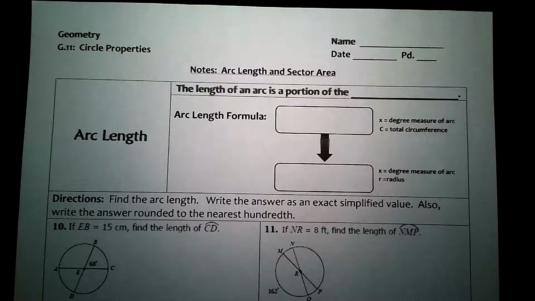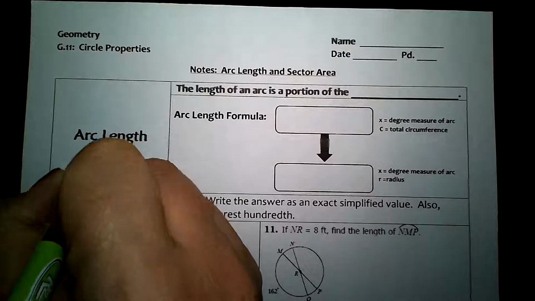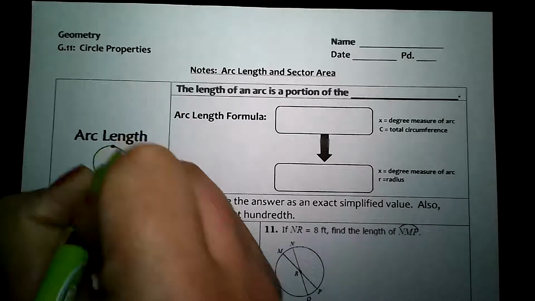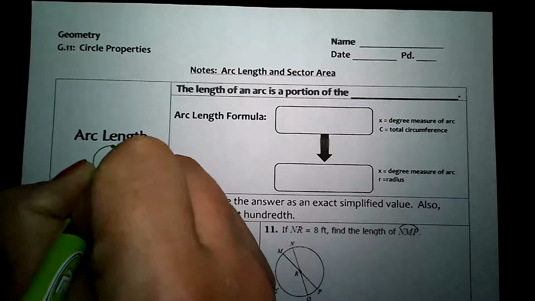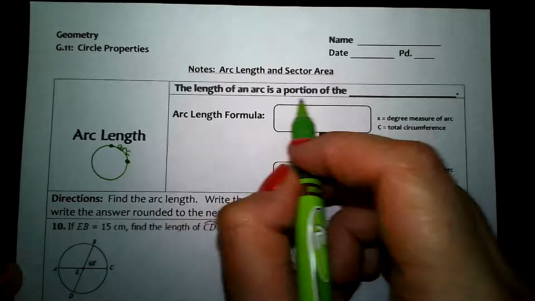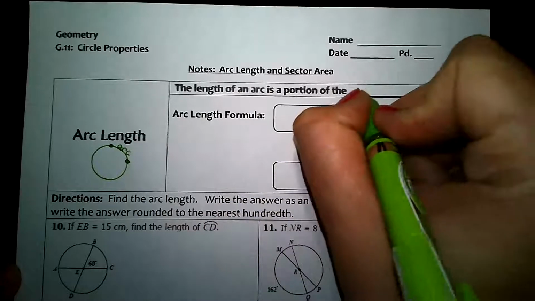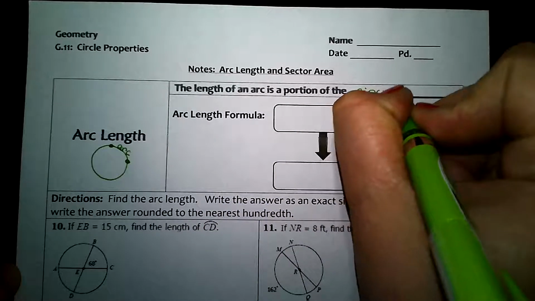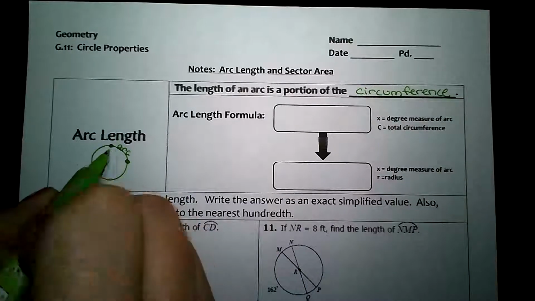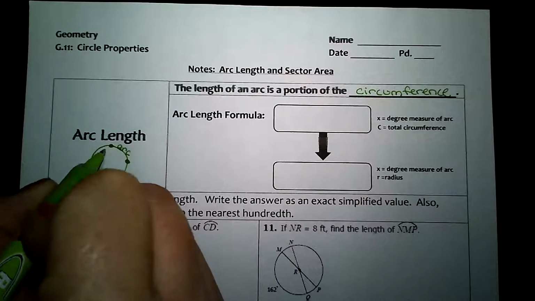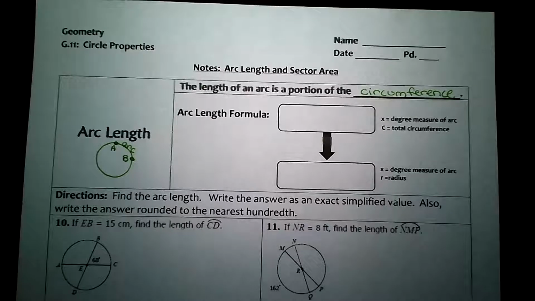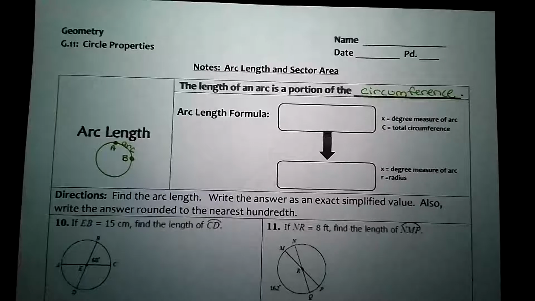Let's think about an arc, okay? Think about a circle. Remember that an arc is just a portion of a circle between two endpoints, okay? So the length of an arc is a portion of the circumference. So if we wanted to know how long it was from point A to point B, we're not talking about degree measure anymore. We're talking about length.